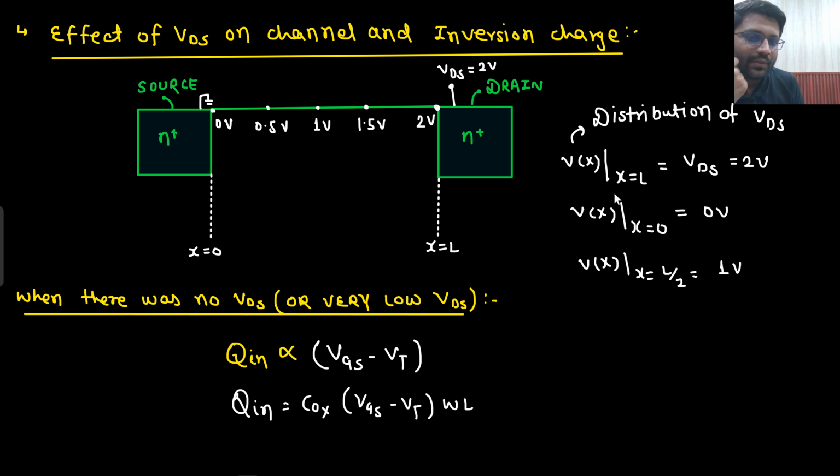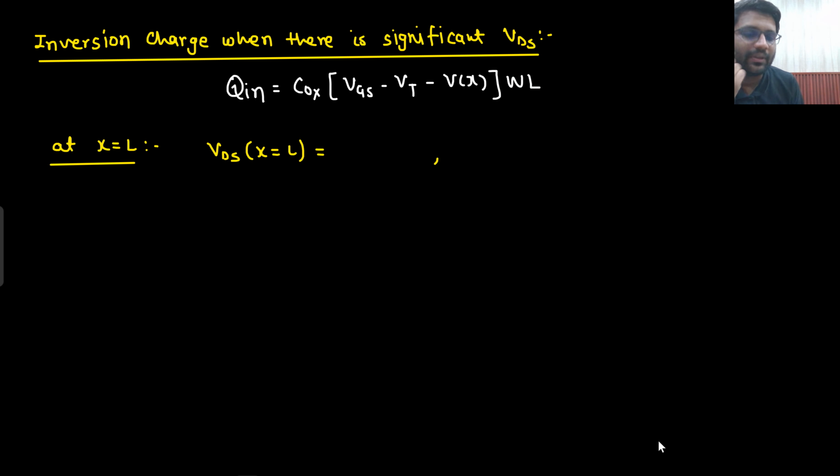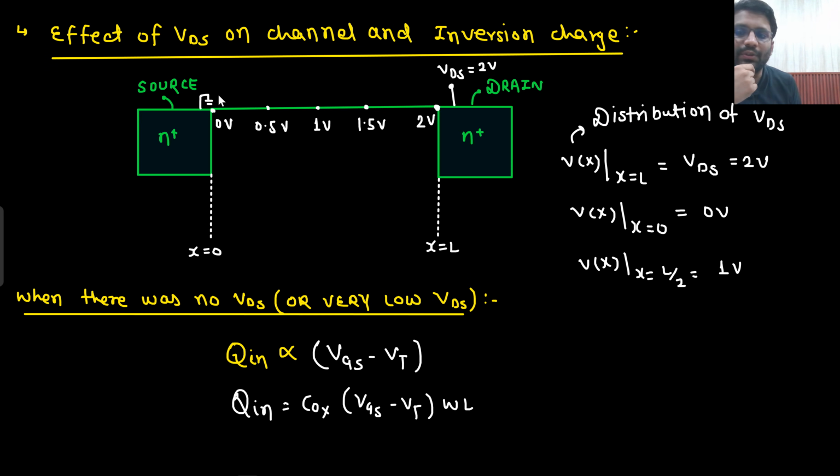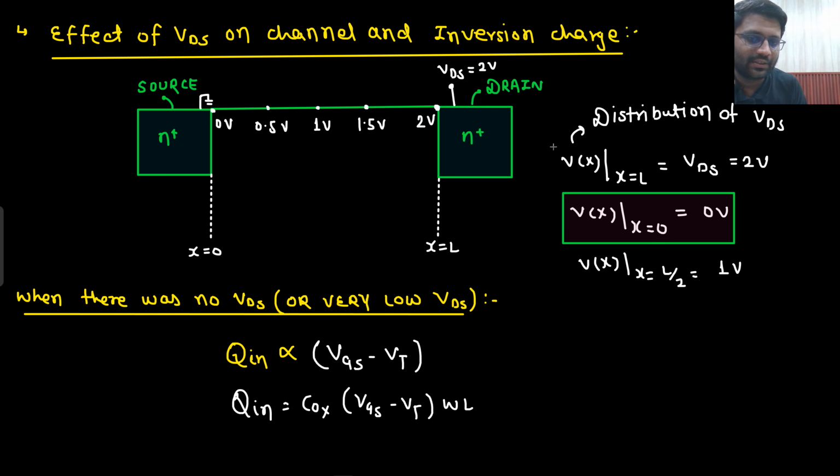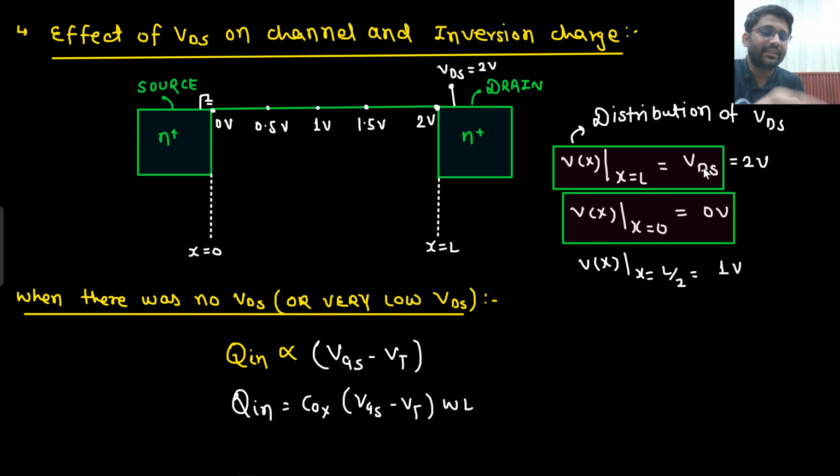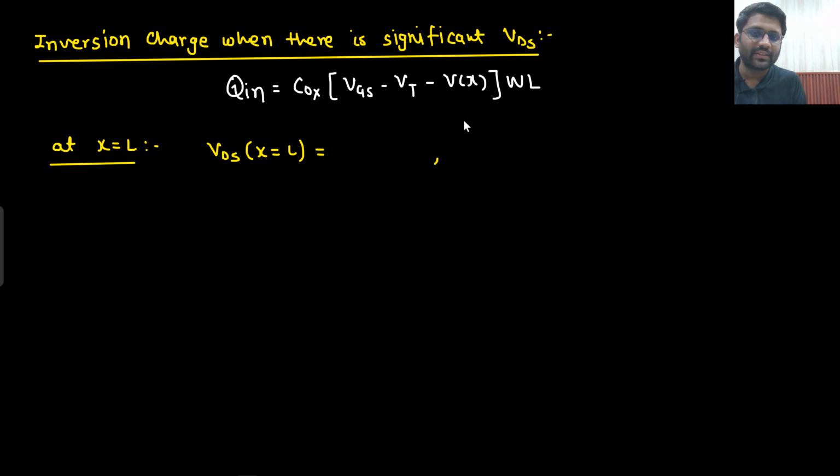If the VDS value is more, then you will have more potential here. If Vx is more, this value will be more, then the inversion charge will be lesser. The Vx value at x equals to 0 will always be 0. This is always fixed. More VDS means more Vx. If Vx is more, that means something more is being subtracted, so Qin will be less. Is that understandable to you? Can I write down this equation? A very crude way of writing this equation, but are you able to relate it?